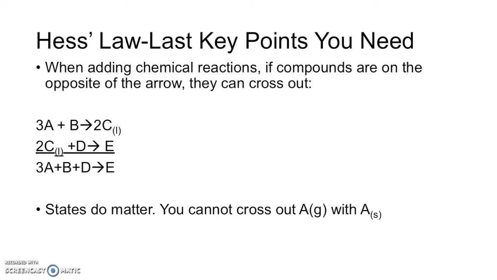Now states do matter here, so if the states are not the same, then you can't cross them out. So if the C's, in the example we just talked about, had different states, then they would not be able to cross out. They must have the same state. Okay, so we can do this now. Let's see the method, and you'll see that it's actually not that bad.